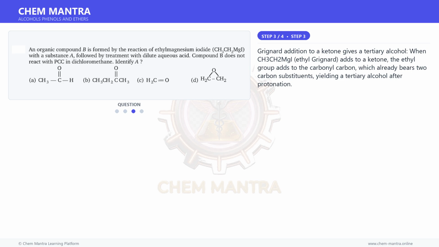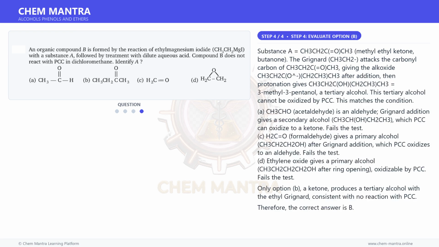Moving on to the next step. Grignard addition to a ketone gives a tertiary alcohol. When CH3CH2MgI, ethyl Grignard, adds to a ketone, the ethyl group adds to the carbonyl carbon, which already bears two carbon substituents, yielding a tertiary alcohol after protonation. And for the final step, substance A is CH3CH2C=O, CH3, methyl ethyl ketone, butanone.